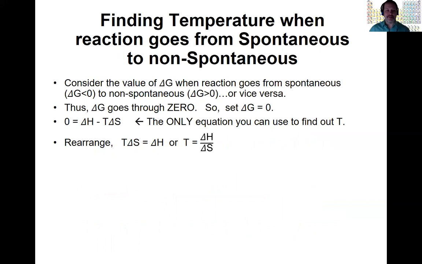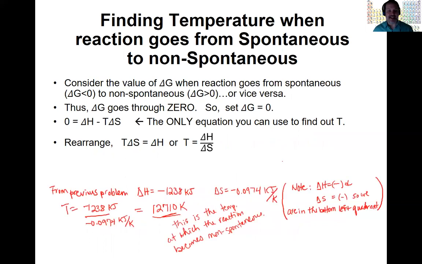Well, we can use that Gibbs free energy equation, setting delta G equal to 0, and solve for the temperature. So this is a nice thing to do, and I actually did that for the chemical reaction that we just were looking at. And you can see my little chicken scratching in here. We had previously a negative 1238 kilojoules, and if we divide the enthalpy by the entropy, it will let us know what the temperature is. And it's 12,710 Kelvin. This is the temperature at which the reaction becomes non-spontaneous.